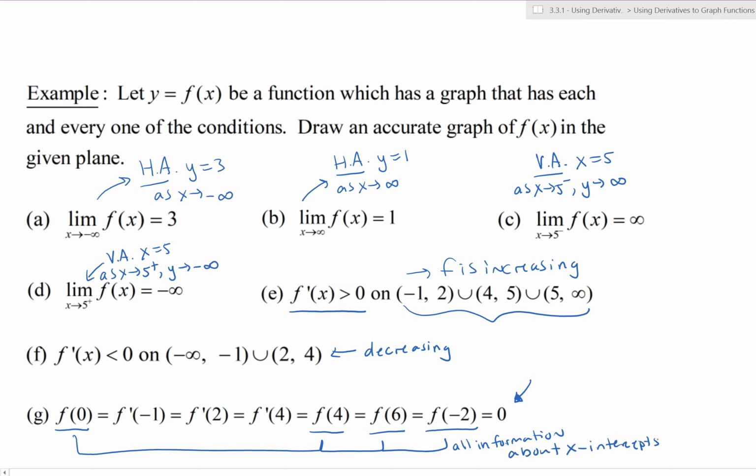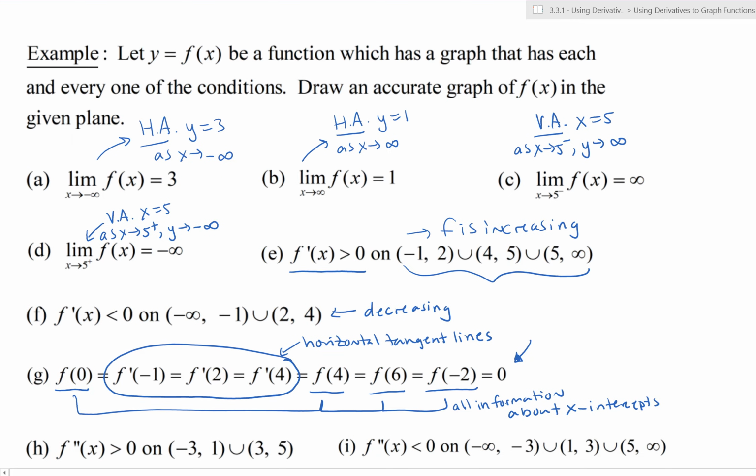We have that, but then we also have these 3 different values of the derivative, f prime of negative 1, f prime of 2, and f prime of 4, all also equal to 0. So at this place, we have horizontal tangent lines at these locations, right? And so there may or may not be local extrema at those locations.